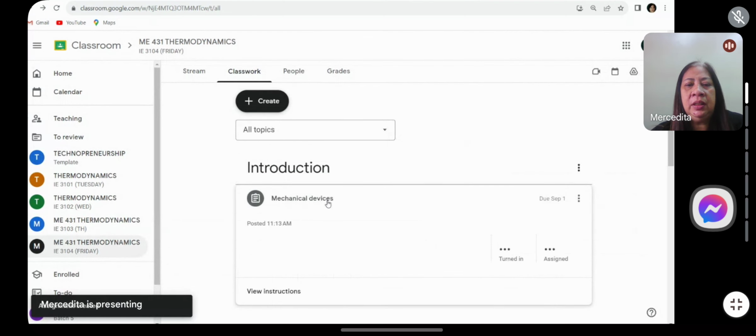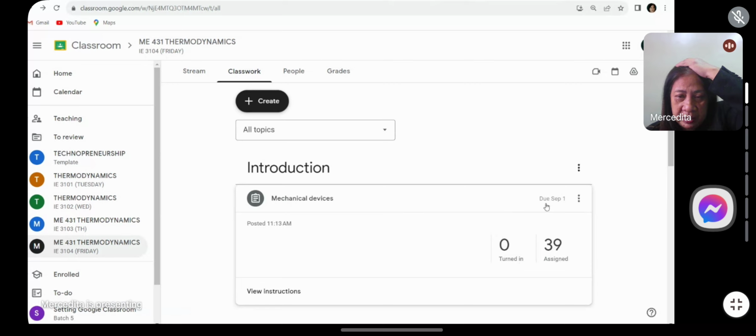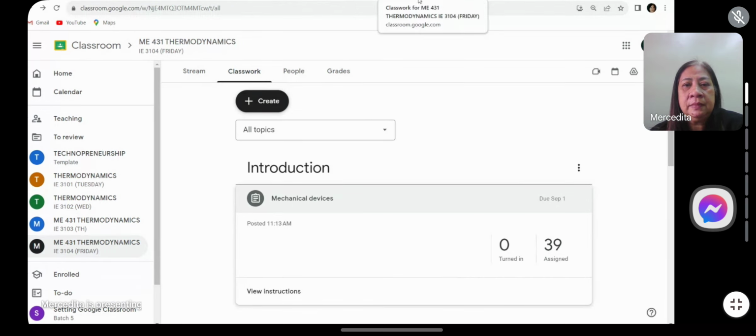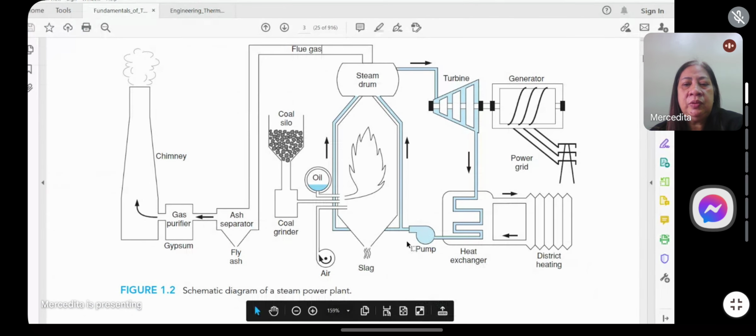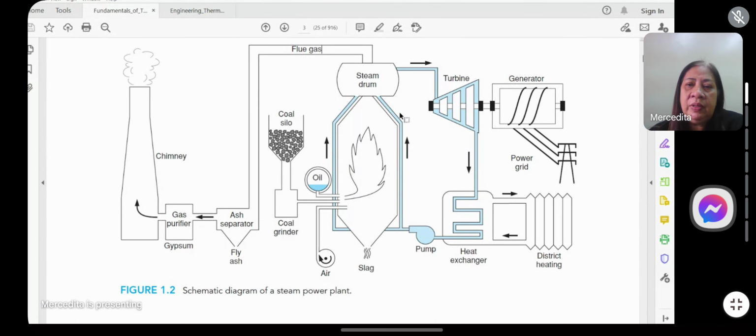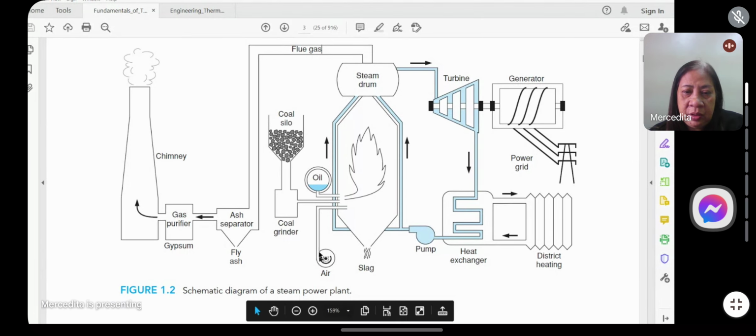Okay, so all your assignments should be posted in this assignment, mechanical devices, and ipopost nyo lang dito. Okay. So what are those mechanical devices again? To start with: pump, steam generator or furnace. We have turbines and condenser. Ito ay compressor. This is an air compressor.